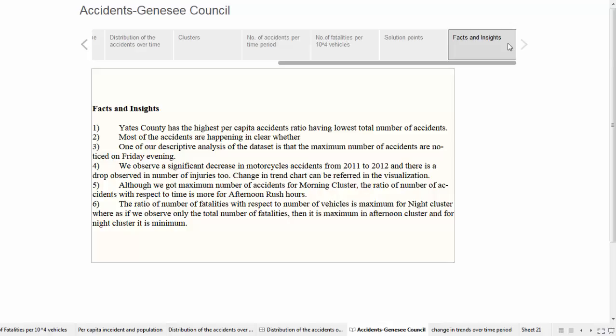The ratio of the number of fatalities with respect to the number of vehicles is maximum for the night cluster, whereas if you observe only the total number of fatalities, then it is maximum in the afternoon cluster, and for the night cluster it is minimum. From our side, please let us know if you have any questions.